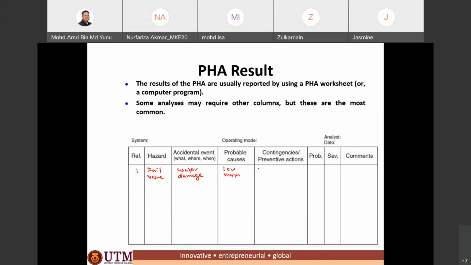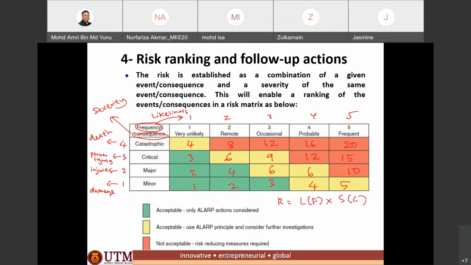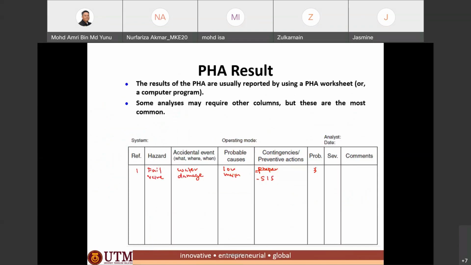So the action is, there are a few things that you can do lah. Proper maintenance, or engineering control. There's a hierarchy of control. But maybe we talk about engineering control, so safety instrumented system lah. Safety instrumented system. Okay, probability or frequency, you put like 3. It can be probable lah, like 4 lah. You put 4. Okay. Severity, it depends on the situation lah.